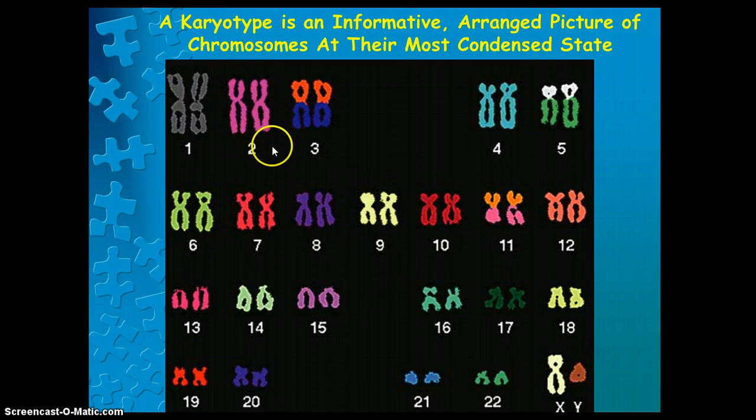If you look at this, you're going to notice that we do have 23 chromosomes. We have 1 through 22. These are our autosomal chromosomes. And then we have one set of sex chromosomes. And it's showing us here we have XY, which means we have a boy.